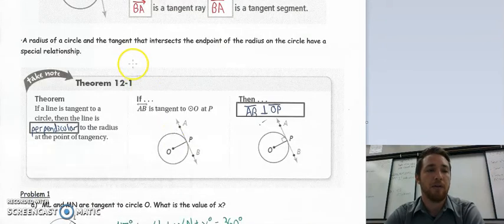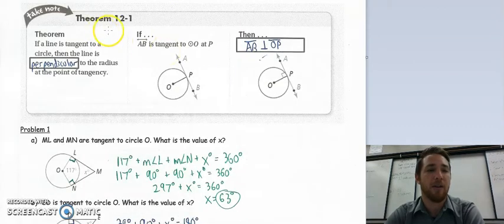It's also describing the radius of a circle. A tangent that intersects the endpoint of the radius on the circle has a special relationship. We get that with Theorem 12.1. If a line is tangent to a circle, the line is perpendicular to the radius at the point of tangency. That perpendicular part is going to be important when we're forming our questions with this.